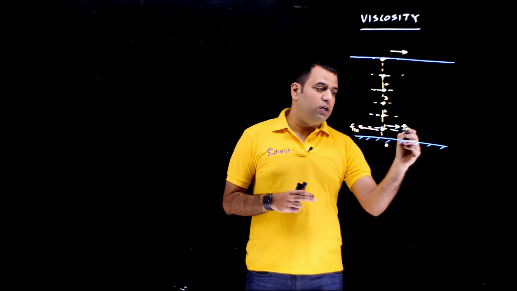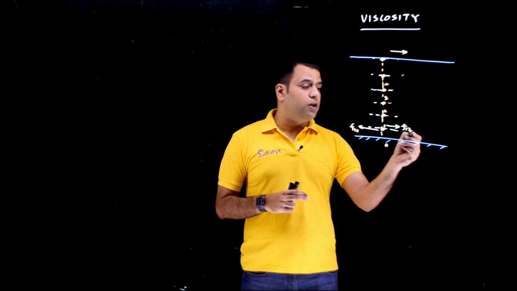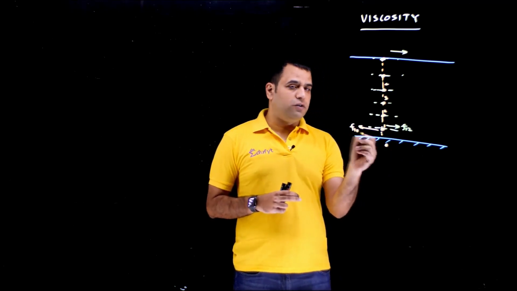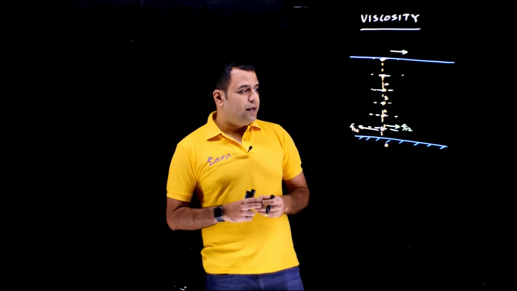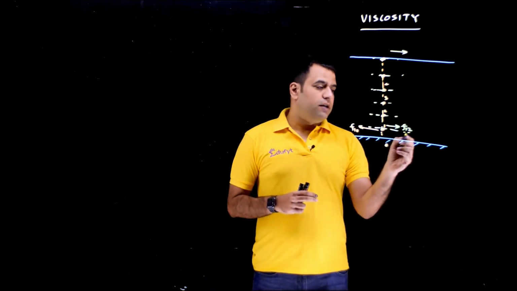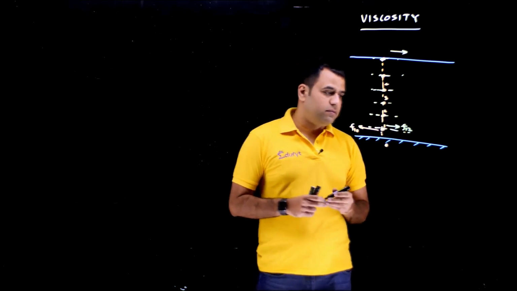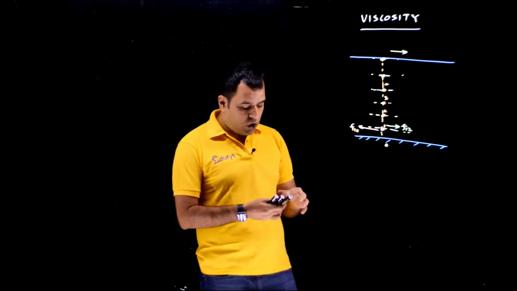This is F12. This is applied on 1 because of 2. Applied on 1 because of 0. Okay. Now, this force is applied by 2 onto 1. F12 is applied by 2 onto 1.